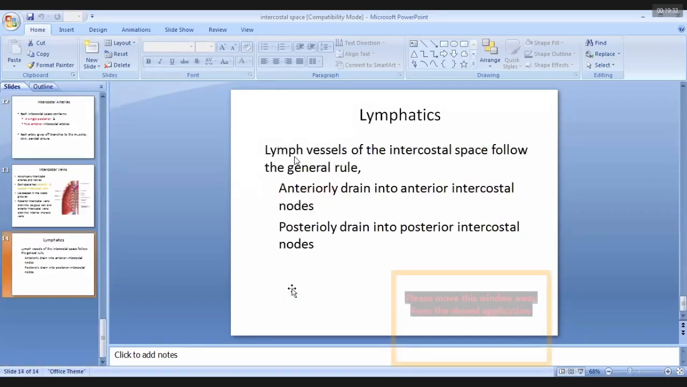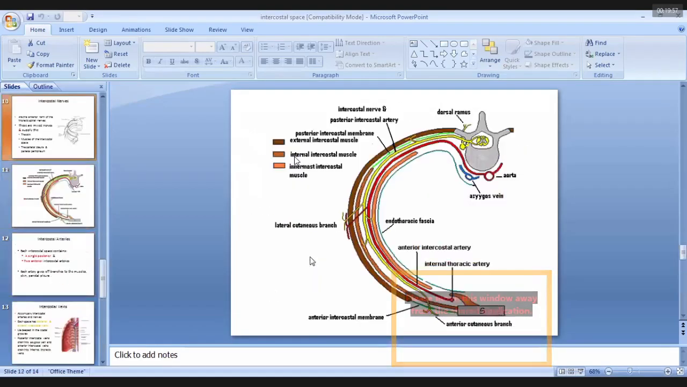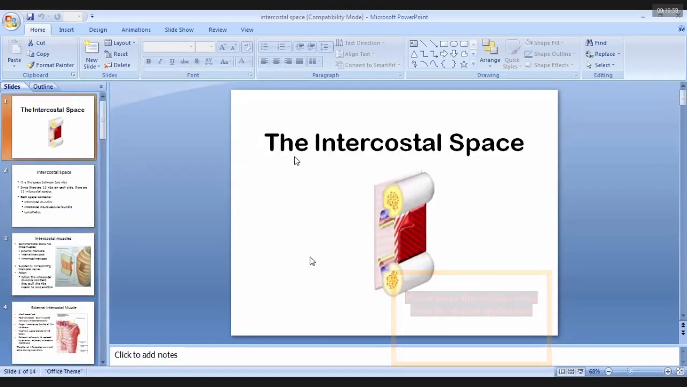Then the lymphatics of the intercostal spaces. The lymphatics of the intercostal spaces follow the general route that anteriorly they drain into the anterior intercostal group of lymph nodes, and posteriorly they drain into the posterior intercostal group of lymph nodes. So these are the main points related to the intercostal space and its contents.